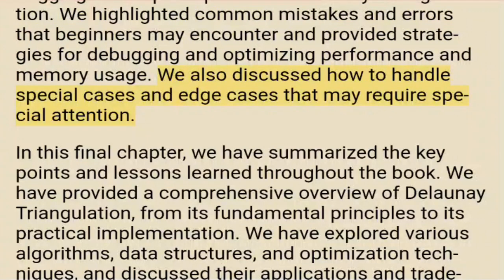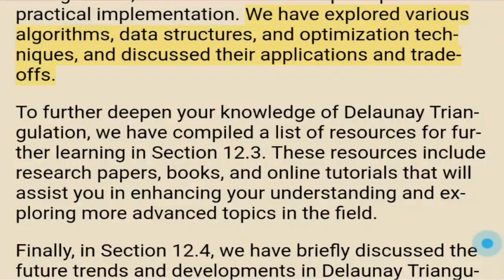We also discussed how to handle special cases and edge cases that may require special attention. In this final chapter, we have summarized the key points and lessons learned throughout the book. We have provided a comprehensive overview of Delaunay triangulation, from its fundamental principles to its practical implementation. We have explored various algorithms, data structures, and optimization techniques, and discussed their applications and trade-offs.